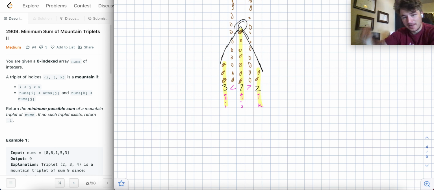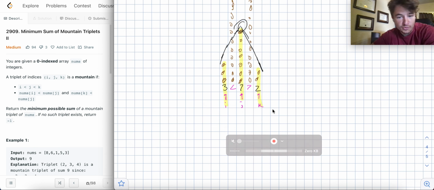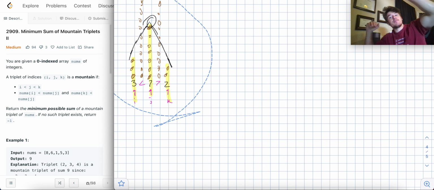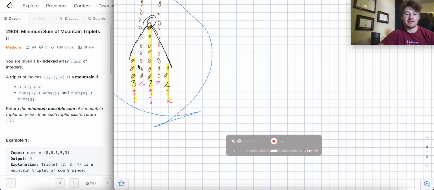But we just need to find 3 indices i, j, k where nums of i, which is 3, is less than nums of j, which is 7, and nums of k, which is 2, is less than nums of j, which is 7. But notice it's not a conventional thing where it's always going up and always going down, because technically we could have elements in between i, j, and k that are greater or less than. All right, so that's just something to think about.